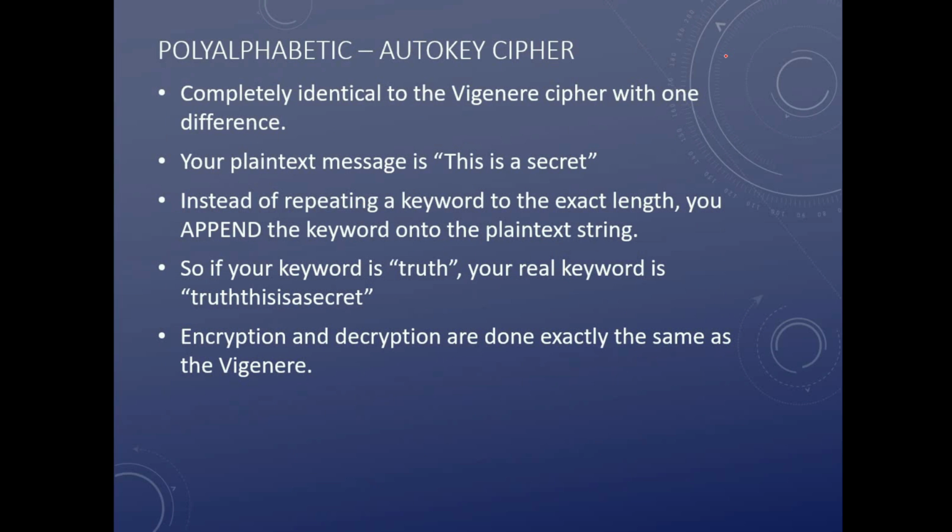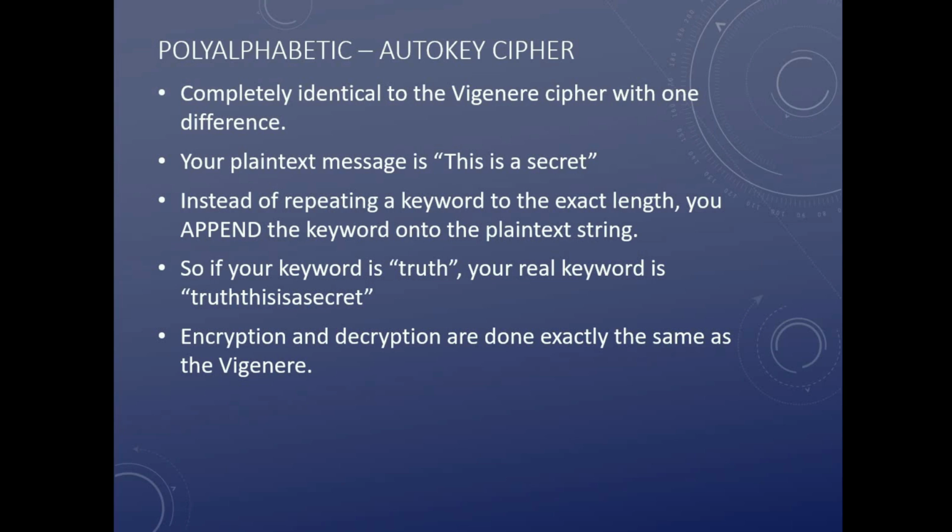Okay. Now, I didn't give you examples for the next two, the Autokey and the running key, because they're done exactly the same as a Vigenère, with one small change. The Autokey Cipher is completely identical to Vigenère. You do it the exact same way, with one small change. That's where you get your keyword, or what you do with your keyword.